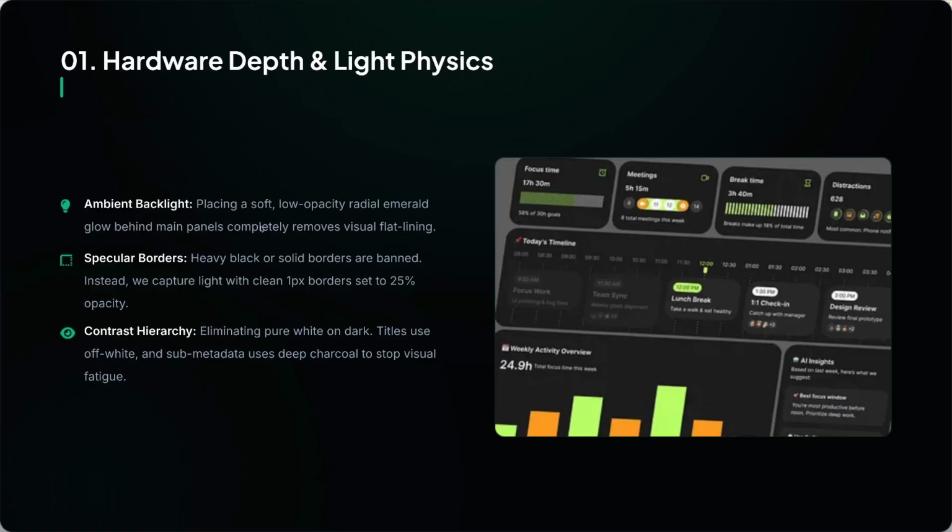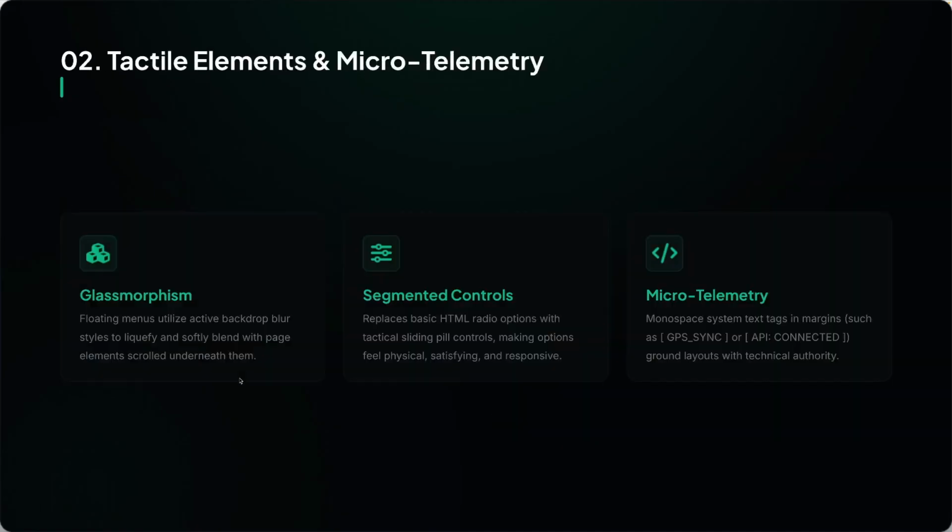We can give light physics such as ambient backlight, specular borders, and contrast hierarchy. It will just give the UI a much neater look while making it look simpler. Then we have different types of UI designs such as glassmorphism, which just adds a backdrop blur and styles that liquefy, soft blend, and allow page elements to scroll underneath them.